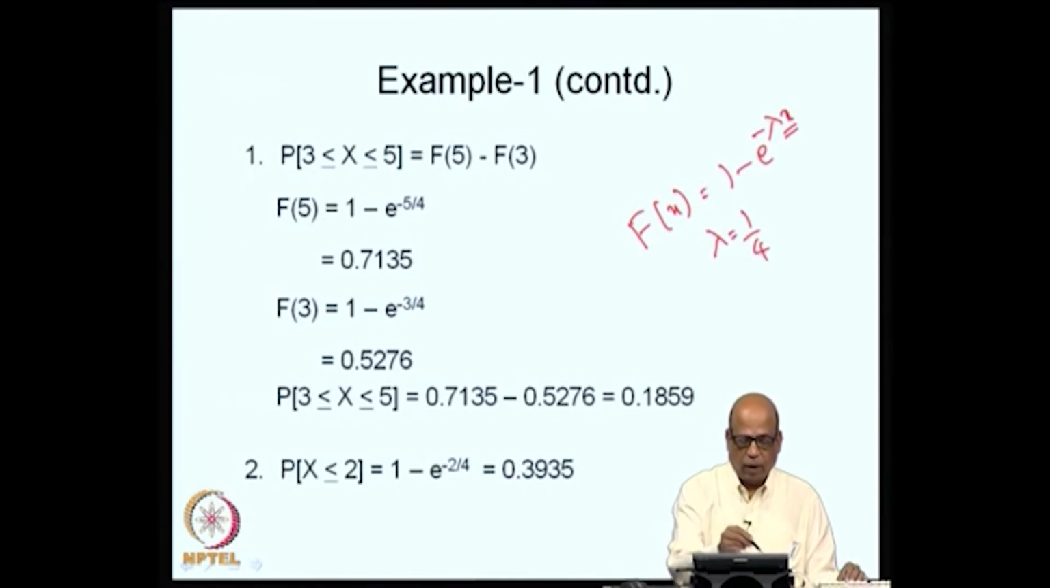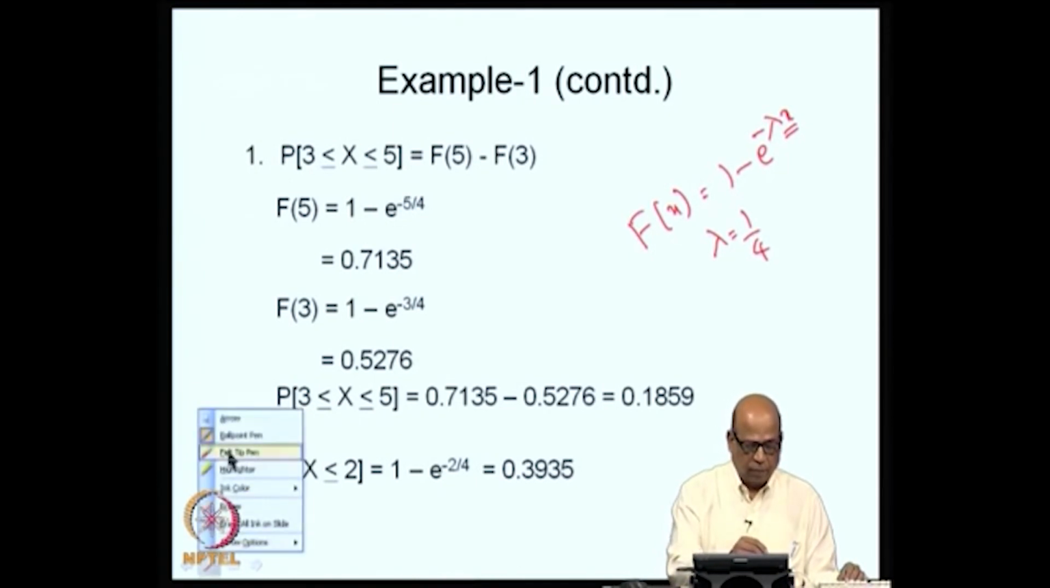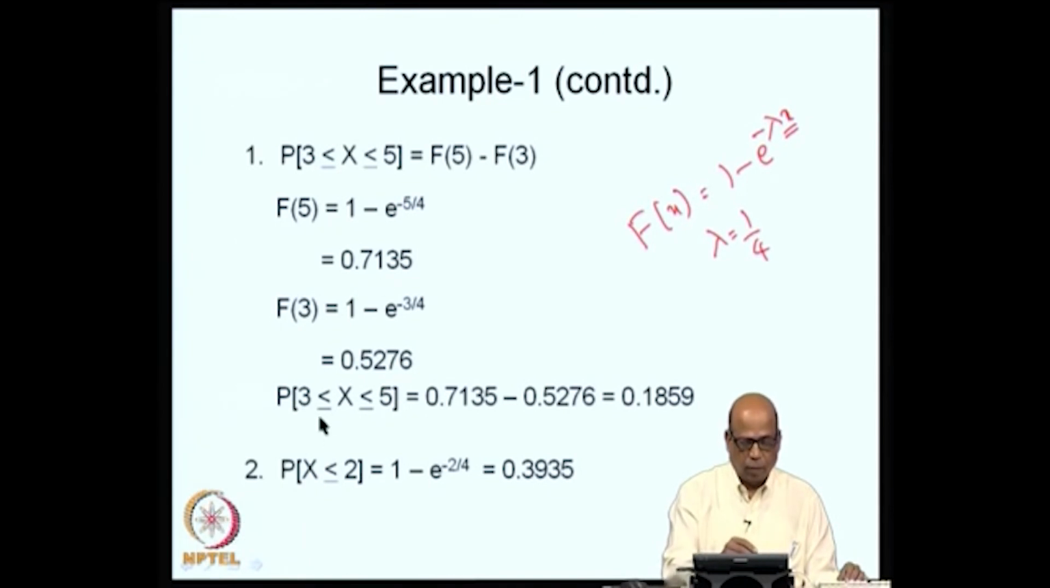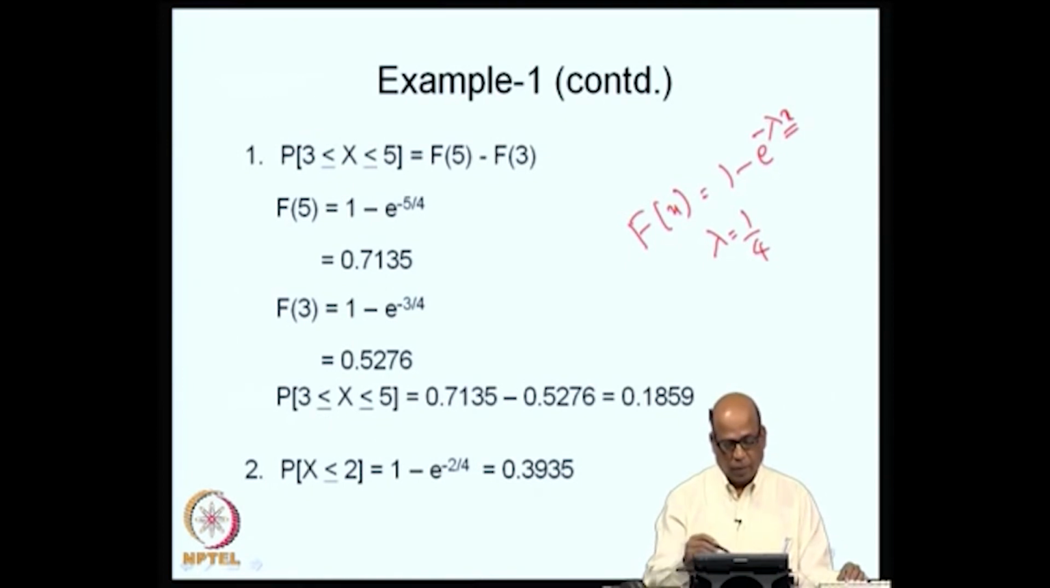So, F of 5 will be 1 minus e to the power minus 5 by 4. Similarly, you get F of 3, and therefore the probability that x lies between 3 and 5 is given by F of 5 minus F of 3. Similarly, the probability that x is less than or equal to 2 is simply capital F of 2, and that turns out to be 0.3935.